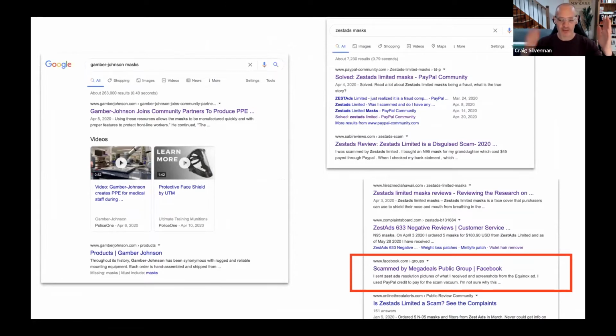We have Gamber Johnson versus Zest Ads. And again, it's really simple searches online. So on the left-hand side here, I search for Gamber Johnson, and I see that this is a company that actually does make high-end personal protective equipment, including masks. But they don't make the kind of masks that was in this ad, okay? And then if we look on the right-hand side, when I search for Zest Ads and masks, we see a whole bunch of posts from people who bought masks and have never received them, okay?